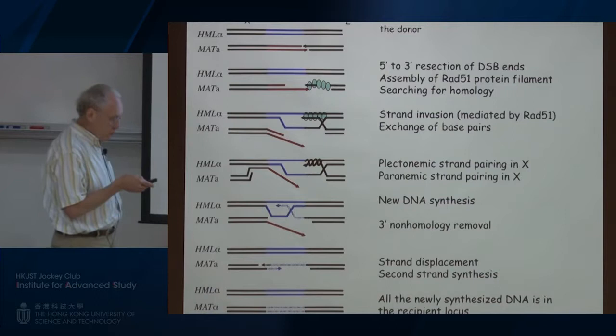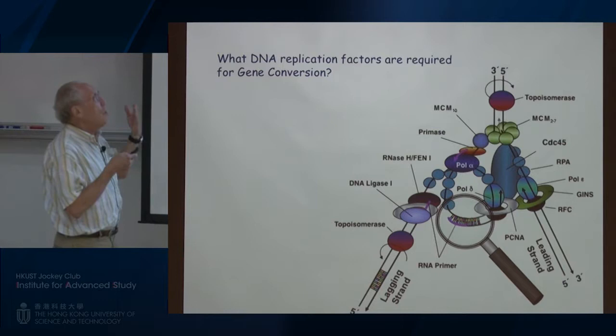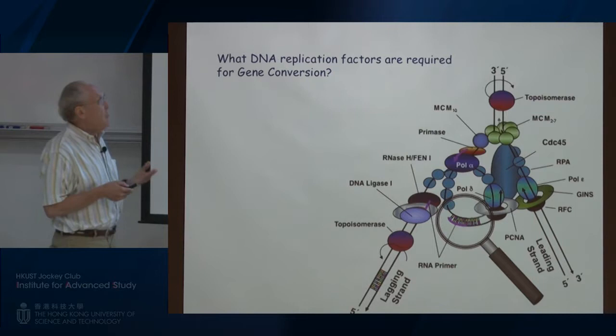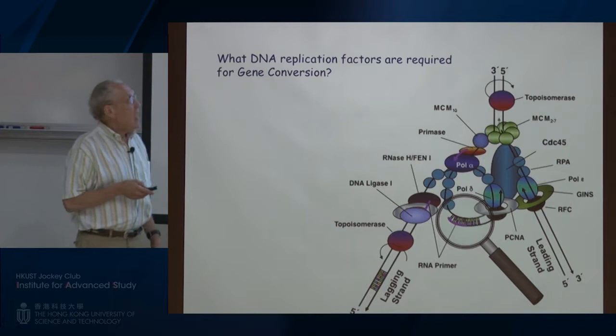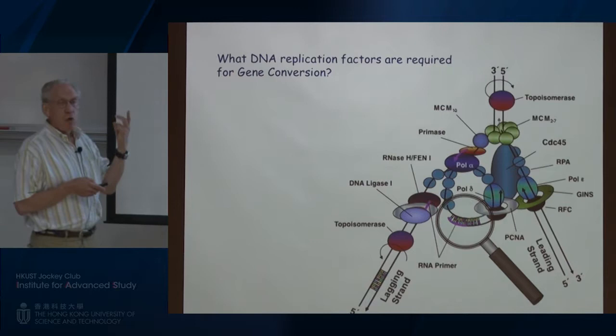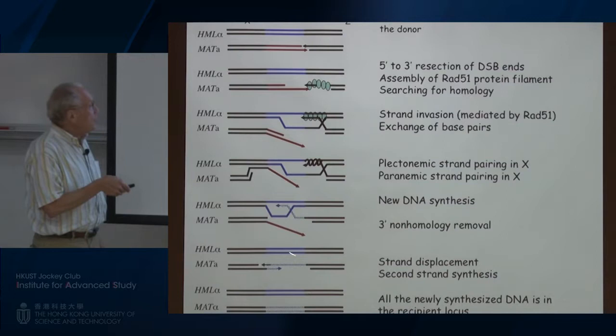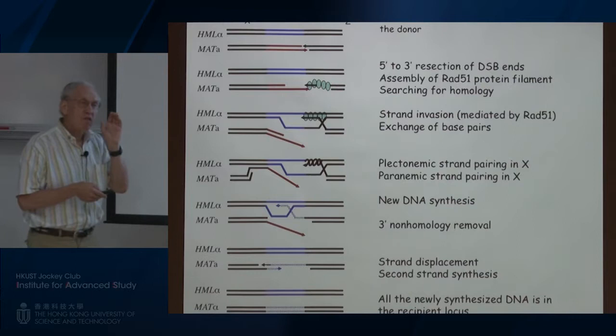So we're interested in what parts of the normal DNA replication machinery you need to do this event? And the answer is you don't need nearly all of it. You do not, as it turns out, need any of the components of so-called lagging strand DNA synthesis, pol alpha or primase, because it turns out you're only copying one strand at a time, and you never need the lagging strand component. So this is a very simple system of replication compared to the normal DNA replication.